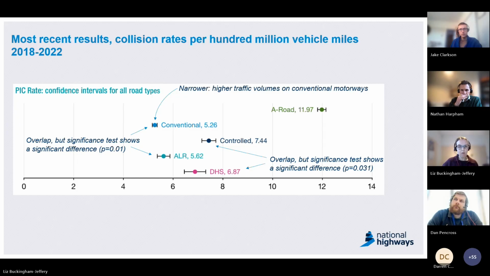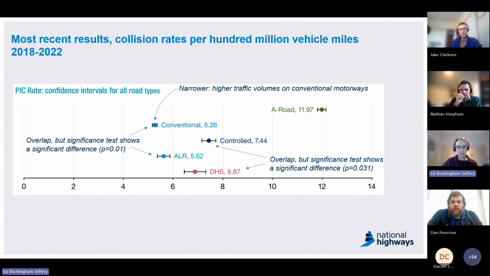So what do we notice? These are the collision rates here. You can see that the confidence interval for the conventional motorway is narrower, and that's because there are higher traffic volumes on conventional motorways. We've got more conventional motorways, so there's more traffic. So as Jake was saying at the start, we have less uncertainty because we see more happening on conventional motorways than the other types of motorways, which we have fewer of.